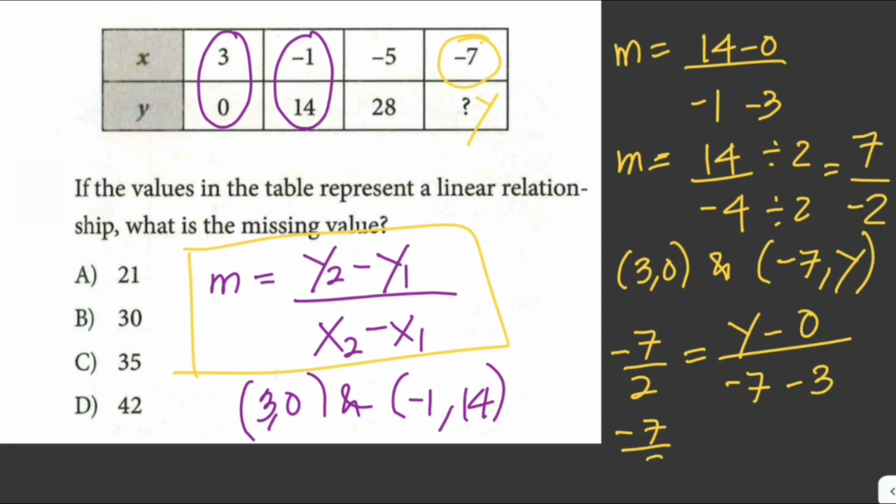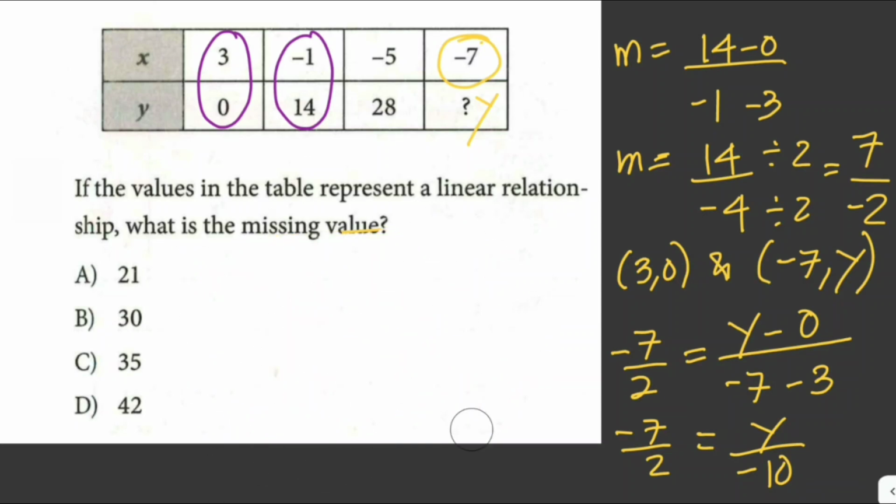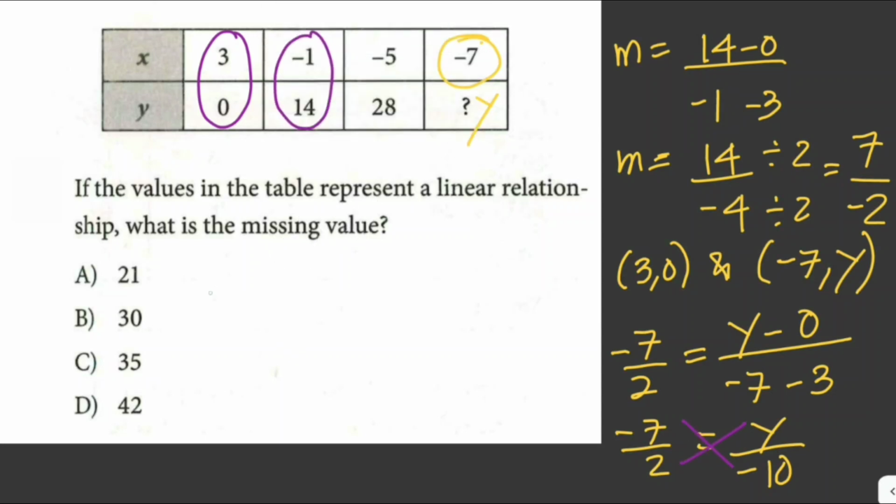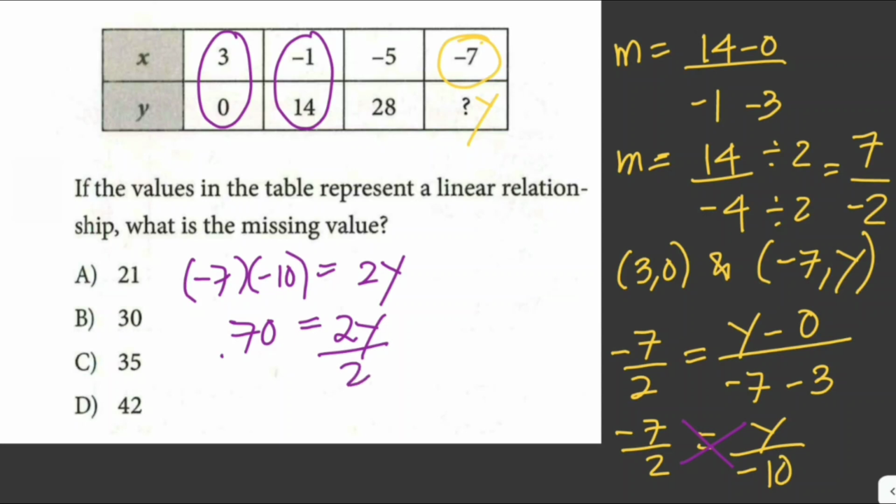So we have negative 7 over 2 equals y over negative 10. Then we can cross multiply to solve for the value of y. So that would be negative 7 times negative 10 equals 2y. So this is 70 equals 2y divided by 2. Then y is just equal to 35. So the value of y here is 35 when x is equal to -7. So the answer here is letter C.